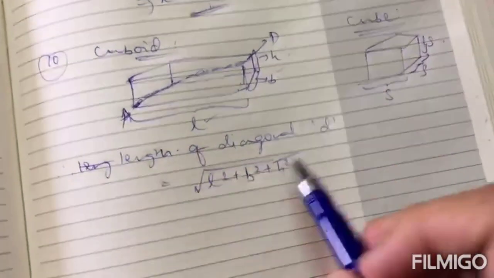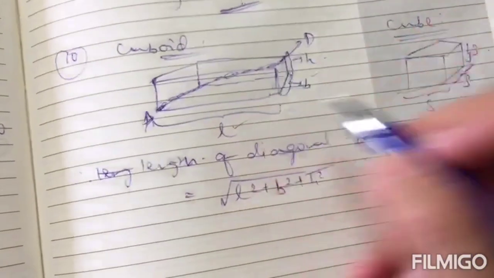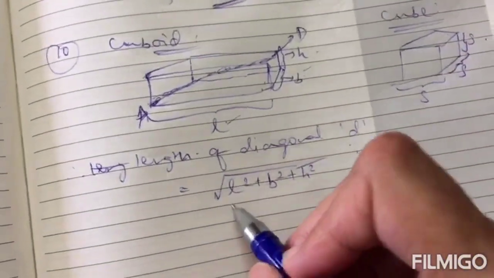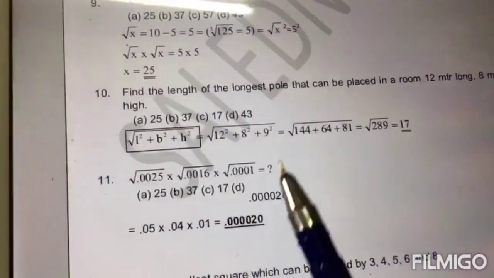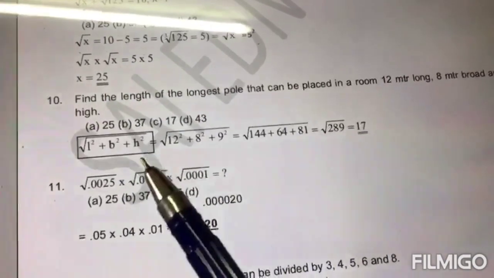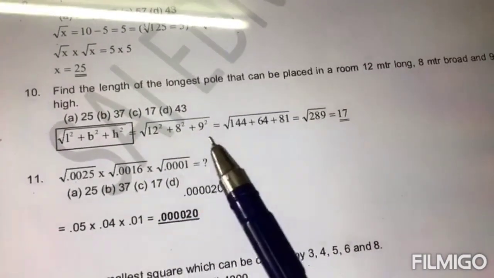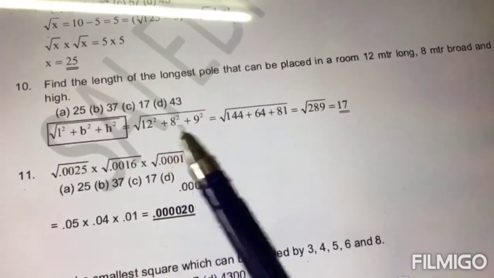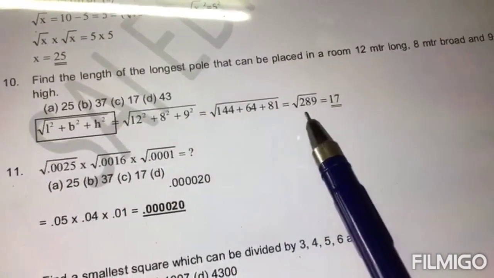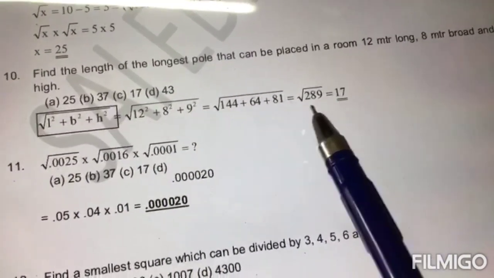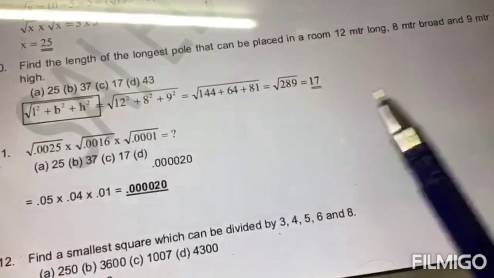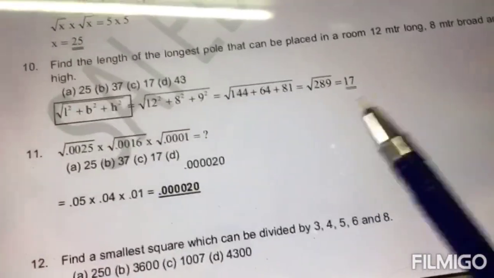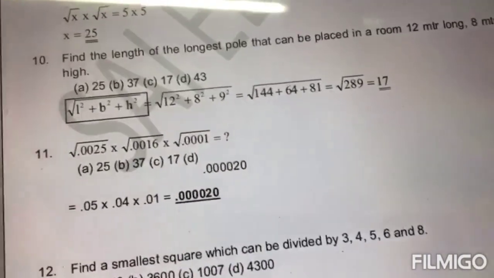So the length of the diagonal, let us call AD equal to d, is nothing but the square root of length squared plus breadth squared plus height squared. Here length is given as 12 meters, breadth is 8 meters, and height is 9 meters. So find the squares of all these, then find the square root. It's nothing but 17. You should know the square root of these now, because I told you to try to learn the squares from 1 to 25 and the cubes also from 1 to 25, at least 1 to 30.